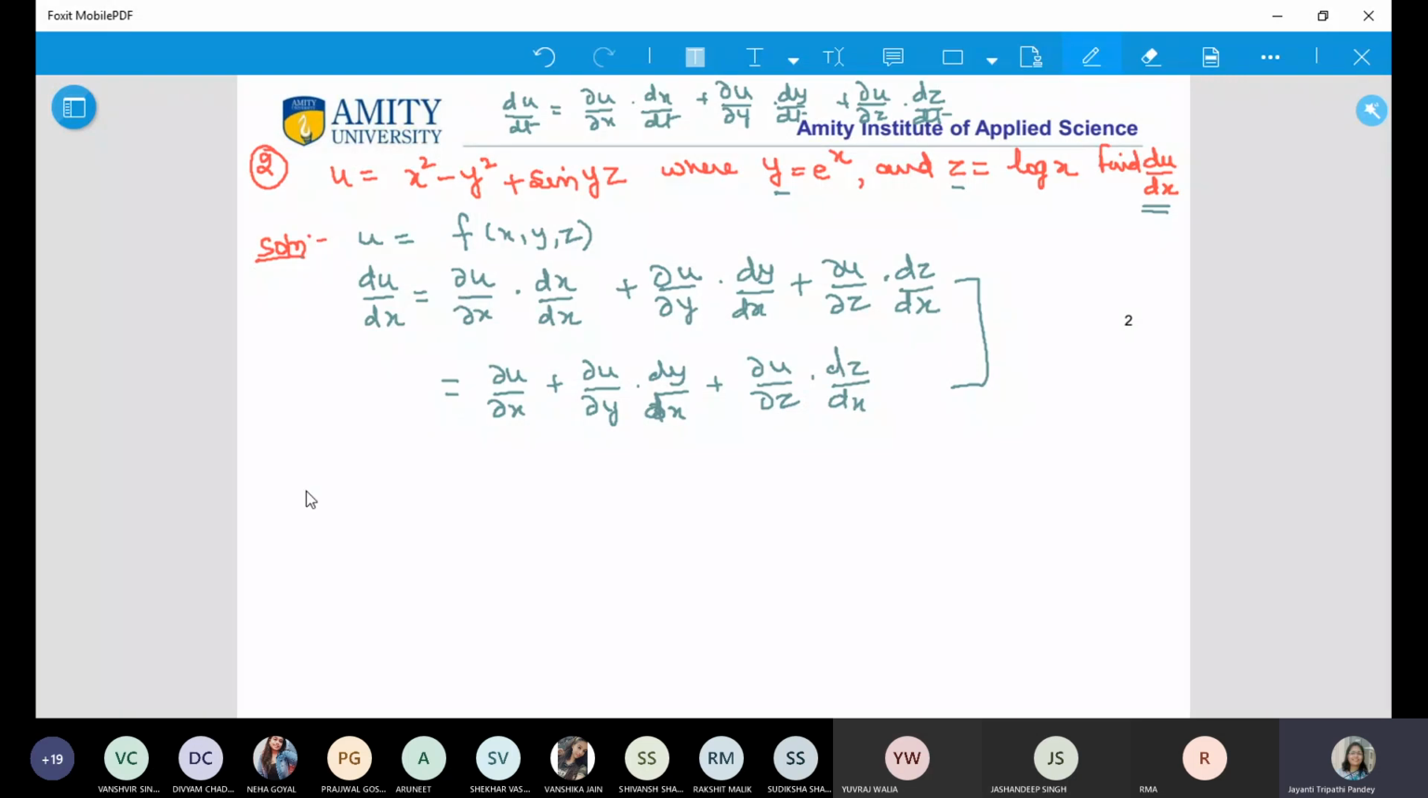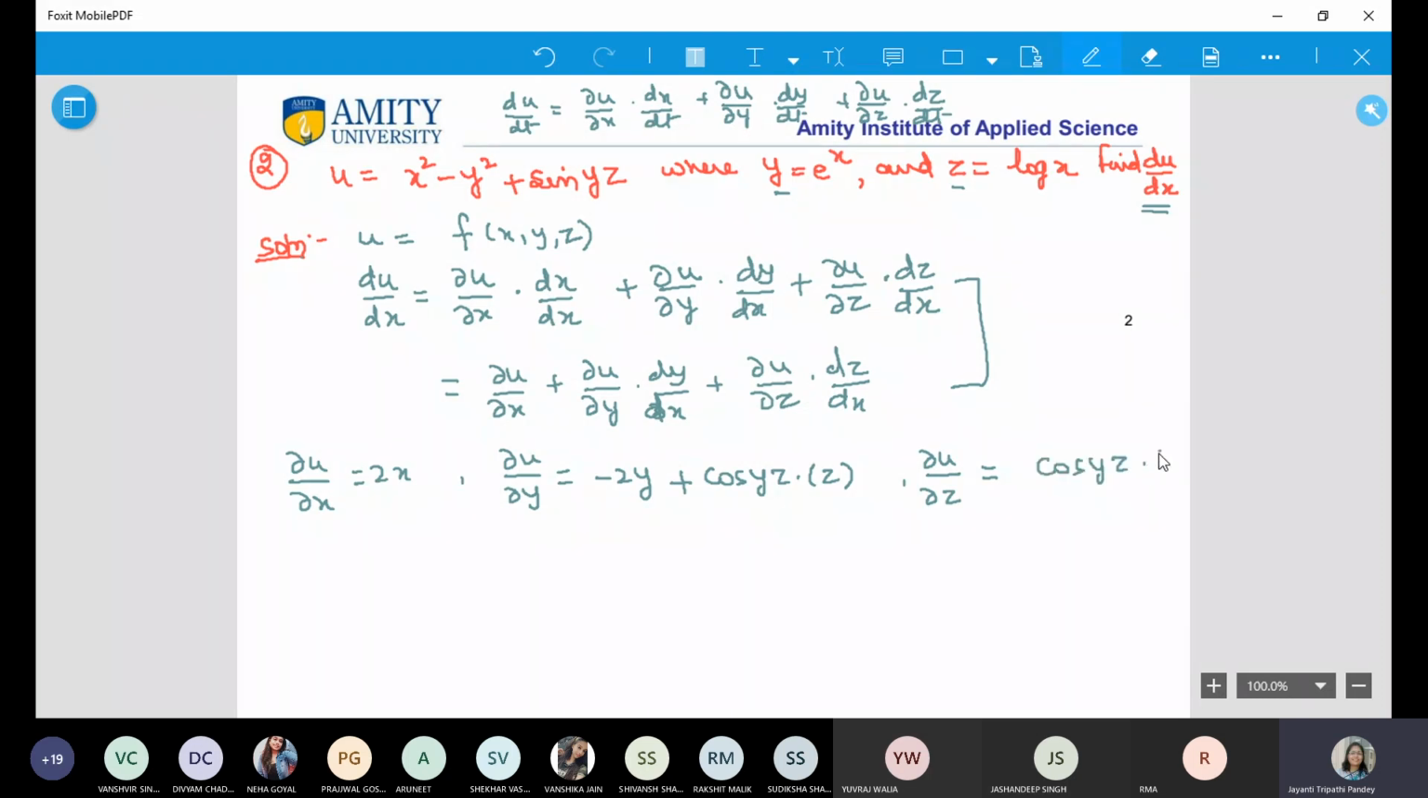Now I need to know what is del u by del x. We can calculate it easily. This is 2x. Del u by del y, just be careful. This is minus 2y plus cos yz into z. Right? We will differentiate yz also. Then del u by del z is equal to cos yz into y. Is this fine? Yes, ma'am. Now substitute these values and see what you are getting.